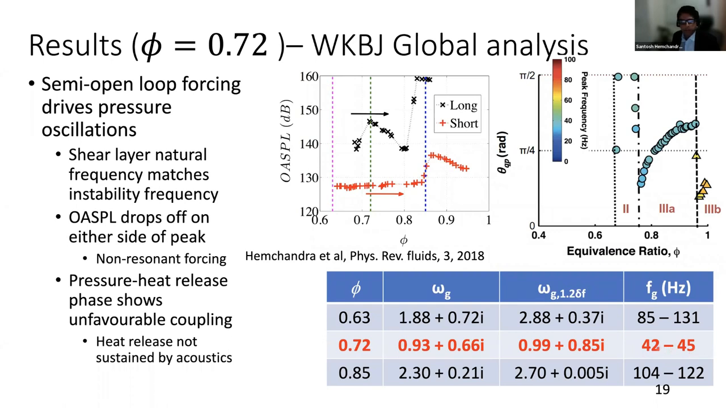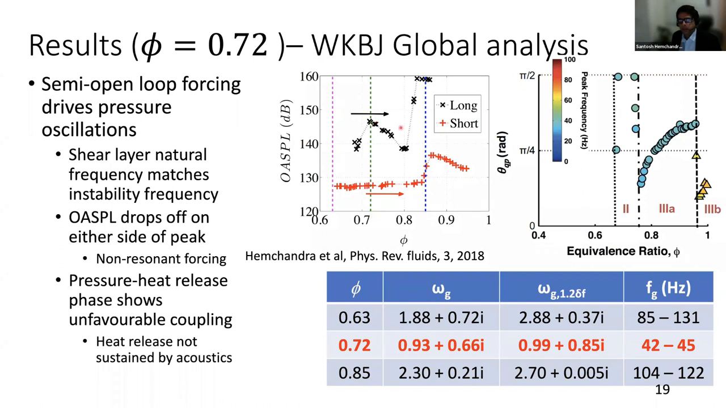Now, this is very close to the combustor acoustic mode, which is about 40 hertz. So you see now, in this case, we have a self-excited hydrodynamic instability that can interact with the flame, whose instability frequency is close to the combustor acoustic mode. And that's what gives us this peak, this sort of strongish instability at 0.72.